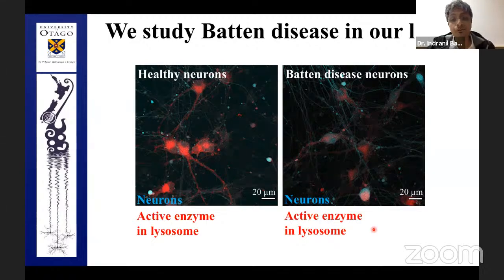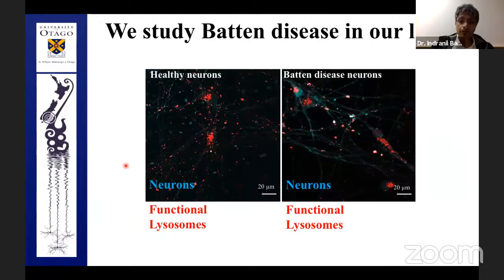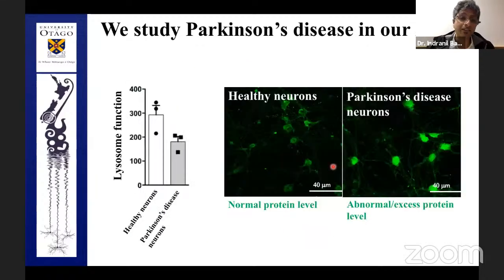We have used these neurons for Parkinson's disease study as well. For example, this graph is showing the lysosome function. This is the same graph, or the same pictures, that I showed you in this slide. So if you go back to this slide, it's basically looking at the lysosome function. And in the healthy neurons, you can say it's pretty good. Whereas in the Parkinson's neurons, there is a 40% decrease of the lysosome function, which again leads to the death of the neurons.